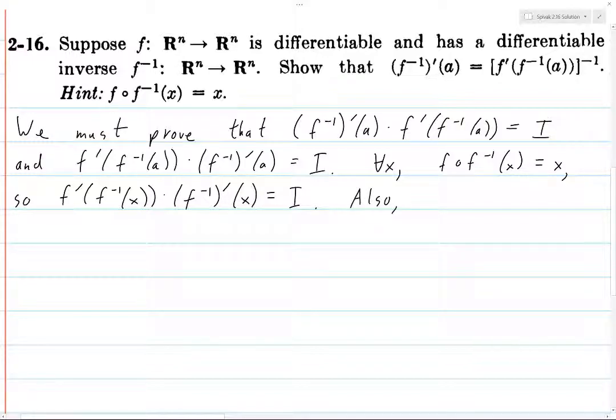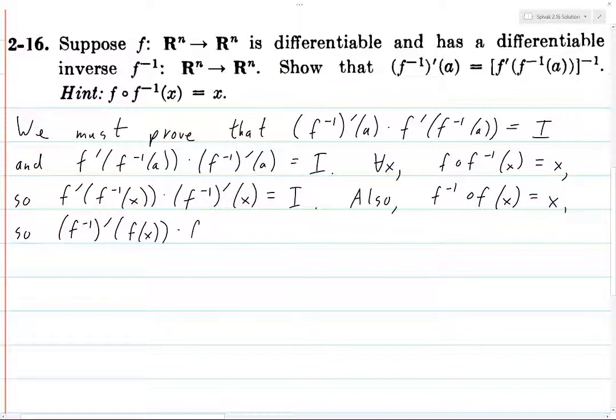Also, for all x, we have the same thing in the reverse, or you can change the order of the two functions here because the functions are inverses of each other. So f inverse of f of x equals x. And so if we take the derivative of this equation, we get f inverse prime of f of x, times the derivative of f of x, equals I. This holds for every single x.